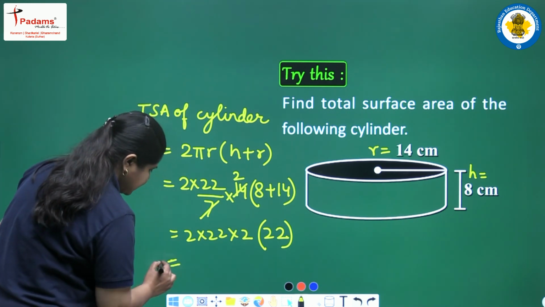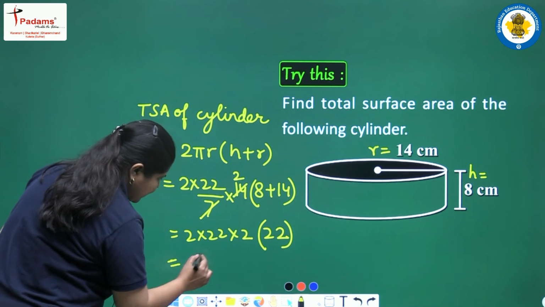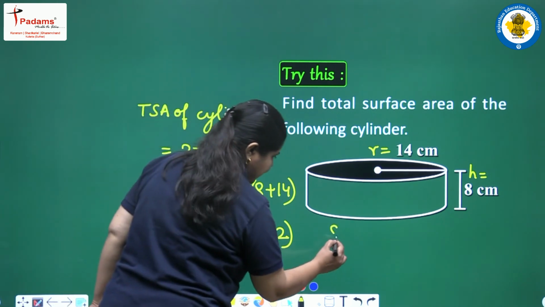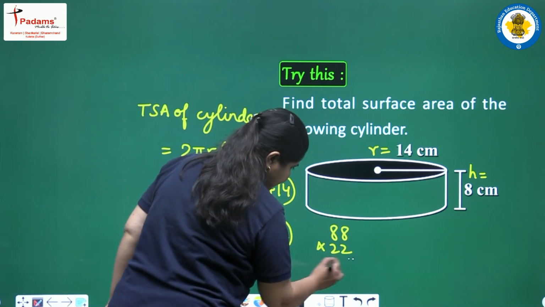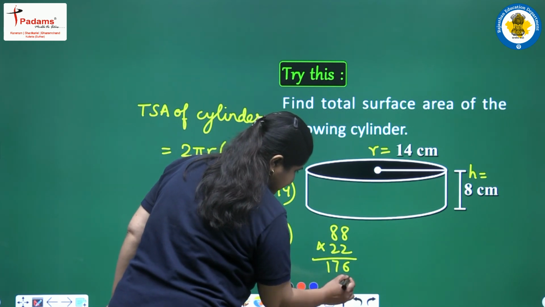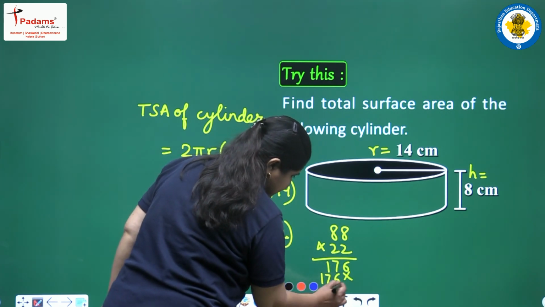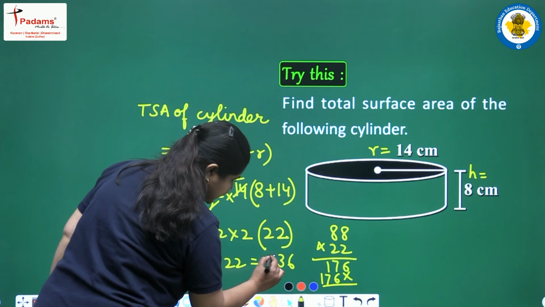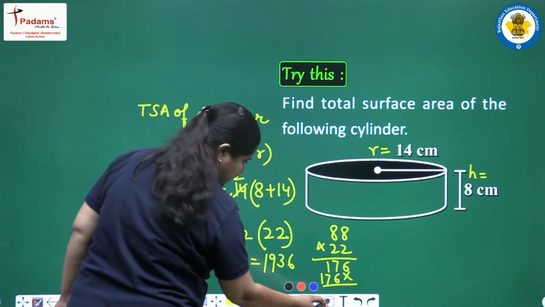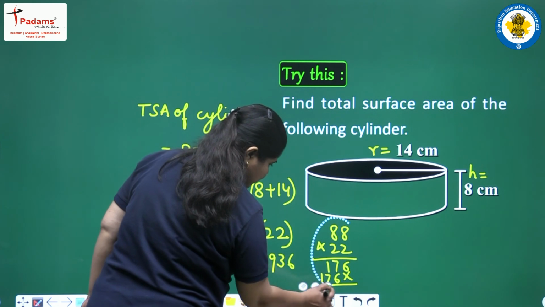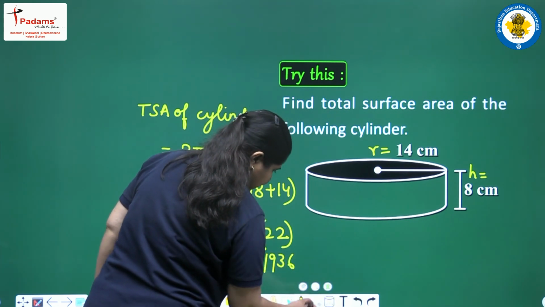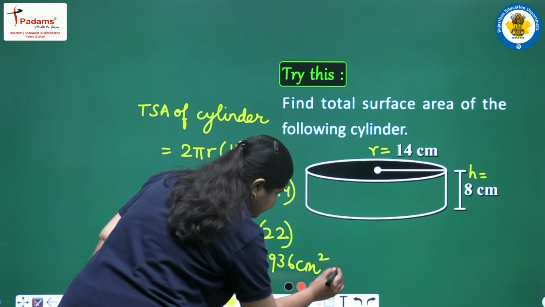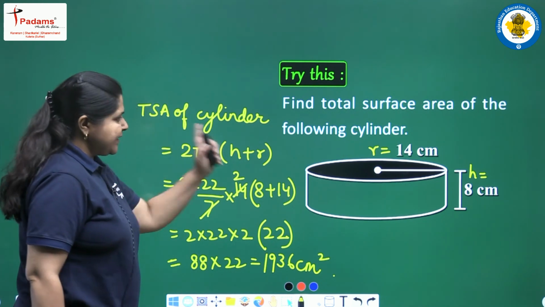Now we will be multiplying. It will be 2 2s are 4 into 22. It will be 88 into we have 22. Multiply 88 and 22. 2 8s are 16. 1 carried 176. Then 16 176. Here you will get 6. 7 and 6 13. 1 carried 7 8 9 and 1 9 3 6. With this we can remove this rough work. And now this will be in which unit? It will be in centimeter square. This is the total surface area of this given cylinder.